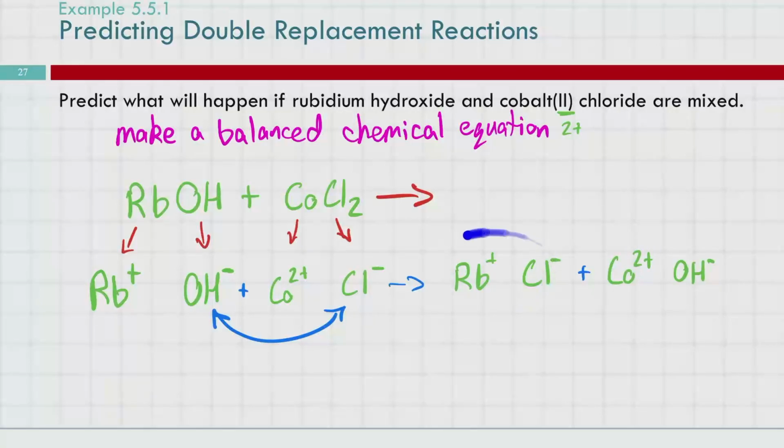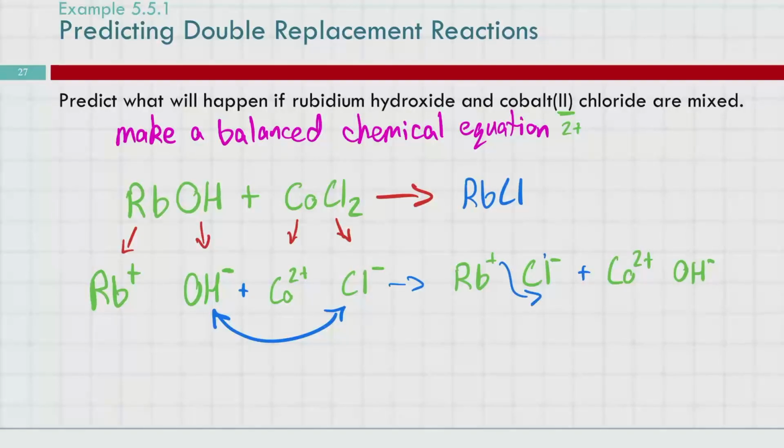And then we're going to recombine these to get our products. I recommend writing out the individual ions so that we make sure that we're putting in the correct subscripts when we're recombining them. Until you get really confident, really practiced at this, this is the way I recommend doing it. So for rubidium, we've got a 1 positive charge. For chloride, we've got a 1 negative charge. Those go together 1 to 1. So we're going to have RbCl.